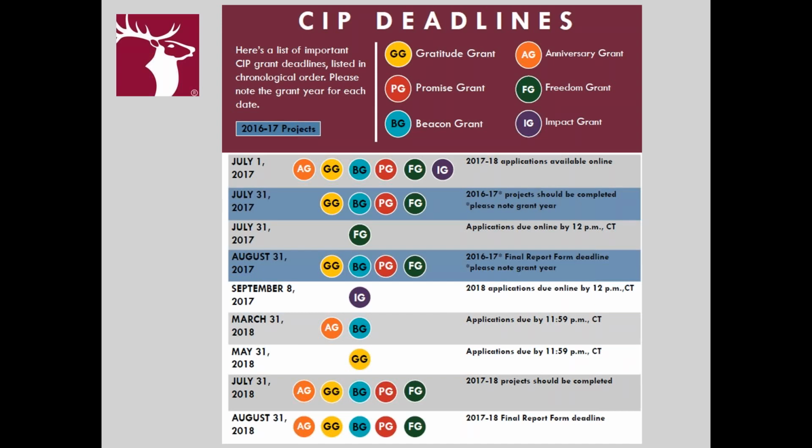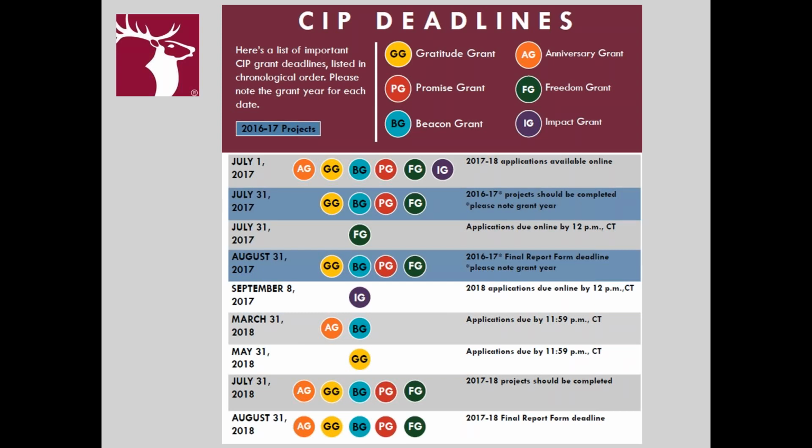Get them in as early as possible because it does take a while for us to go through them all. There are a lot of lodges and a lot of you receive grants, so we're trying our best, but if you can get them in earlier, that's better. And then September 8th is important to note as well. That's when the 2018 applications are due for the impact grant. So those are due online by noon Central Time.